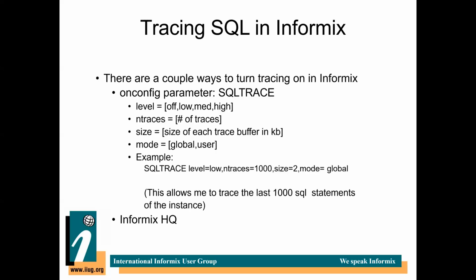Here in the SQLTRACE onconfig parameter, you have a level of low, medium, or high, the number of traces that you want to have, the size of each trace buffer. The mode is either global for all or a specific user. And here below is an example of the SQLTRACE from the onconfig. We've set the level to low, the number of traces to 1,000, the size to 2K, and the mode to global. So it allows me to trace the last 1,000 statements of the instance.